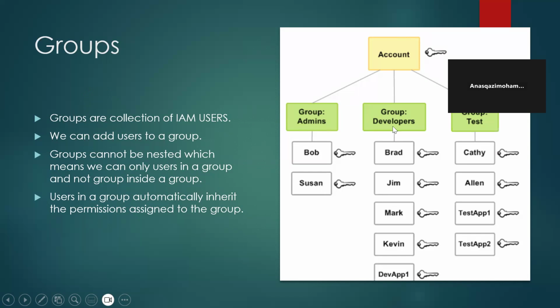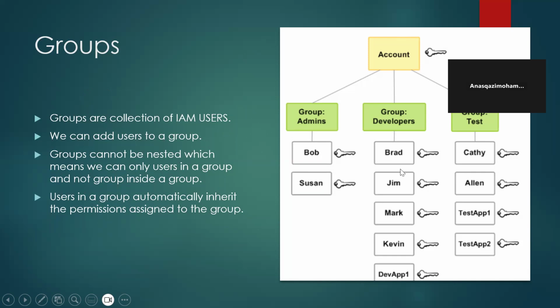And developers, I would be giving them, let's consider, write access for the EC2 instances and the storage services. So developers like Brad, Jim, and Mark would inherit the policies that have been attached to the group as well. And they would also have their own permissions. Like Brad might have his own individual permissions.